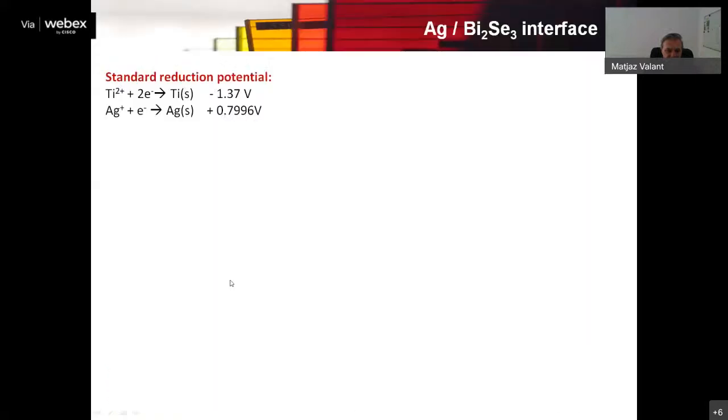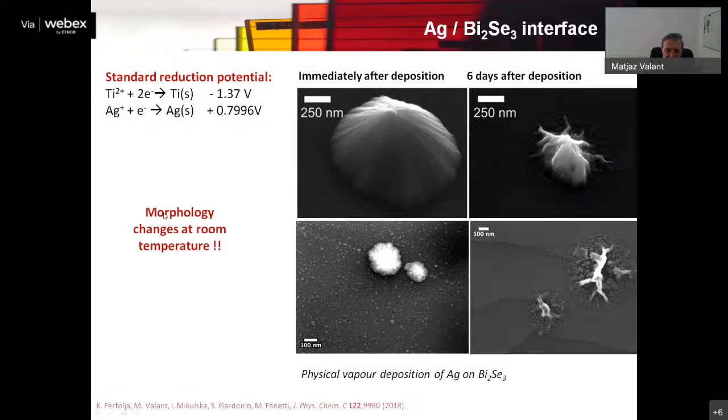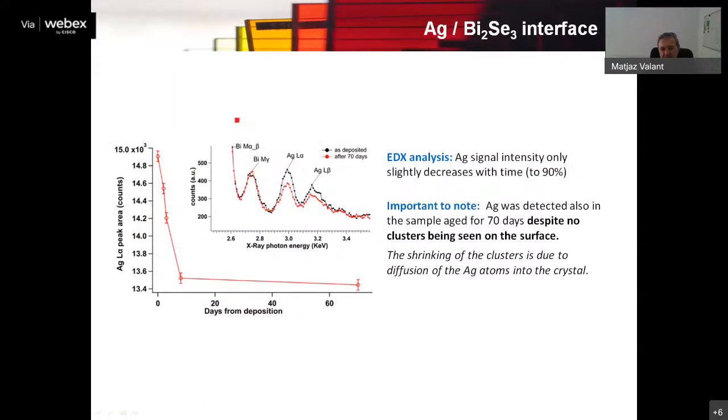So we said to ourselves, okay, if titanium reacts with the bismuth selenide interface, let's take something more noble, silver, for instance. So we deposited silver, we waited for some days, and then we had a look at this deposition again. And what we see, the morphology changes very much with temperature, also in the case of silver. So we immediately suspected that again some chemical reaction happens. So we have done a lot of studies on this.